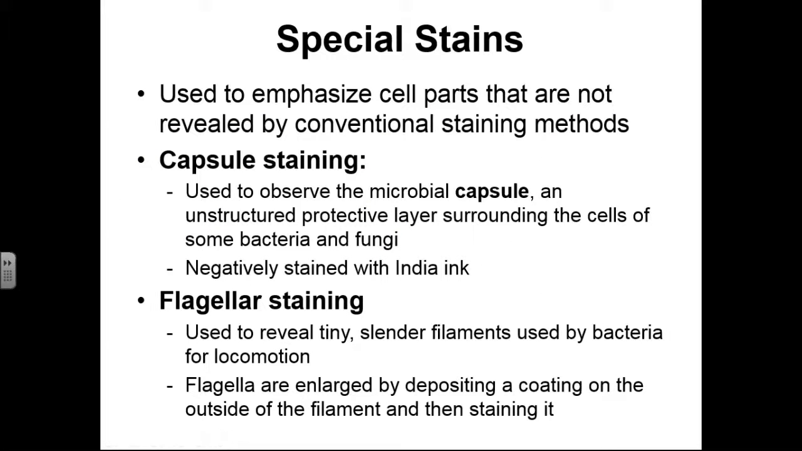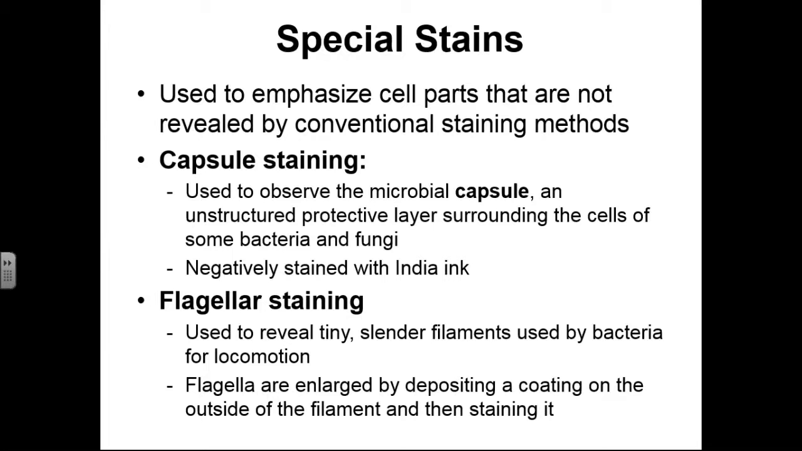We can also have some other special staining techniques. These are used to emphasize parts of the cells that are typically very difficult to find with conventional staining methods, such as the capsule staining technique. Some microbes will have a microbial capsule. This is a big, thick layer of wax in the glycocalyx that surrounds some bacteria and fungi, Mycobacterium tuberculosis. This is going to be negatively stained with India ink.